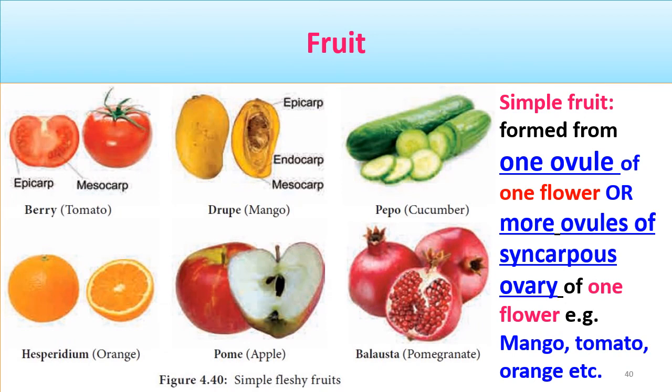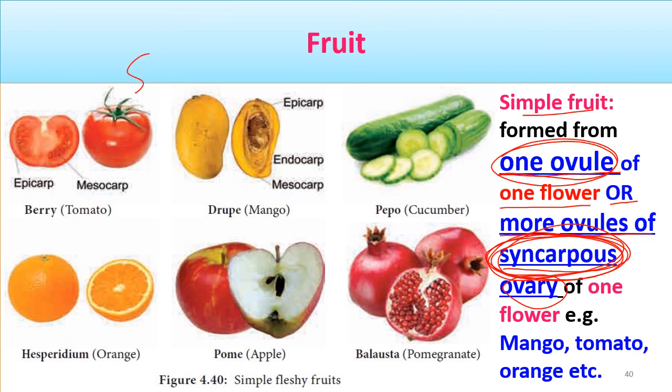Here you can see simple fruit. See, one ovule of one flower or more ovules of syncarpous ovary. Remember, this word is very important. Syncarpous ovary of one flower or one ovule of one flower, if involved in the development of fruit, all these fruits are simple fruits.